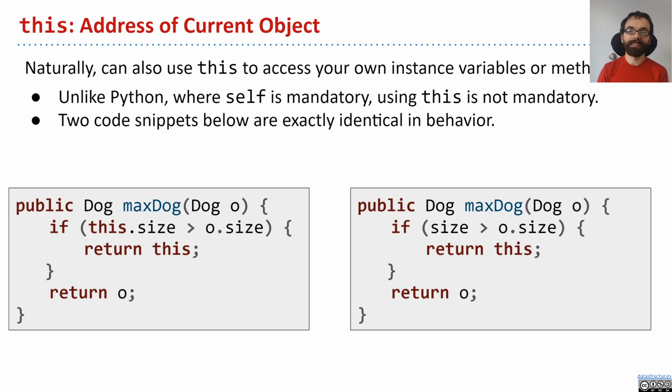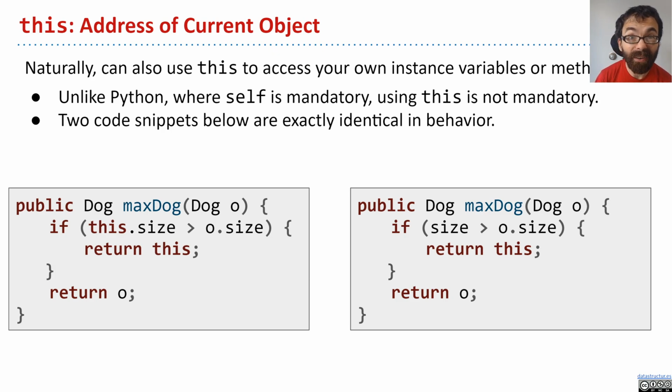In Java, we don't have to actually say this. It's not mandatory. If I say if this dot size is bigger than o dot size, that's exactly the same as just saying if size is bigger than o dot size, because Java infers that, hey, there's no size variable in this local scope, so I'm going to look at me, who might possess the size. So I don't have to actually say this. If you've ever been confused about using this or not, it's optional in this case. Java infers when it's necessary.